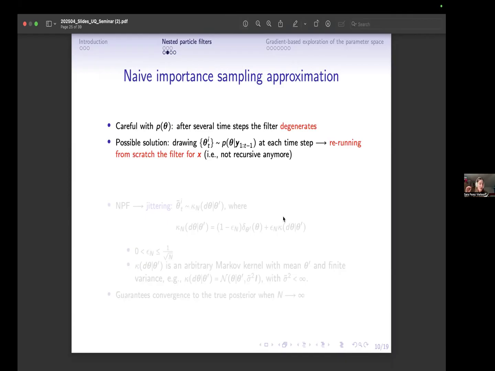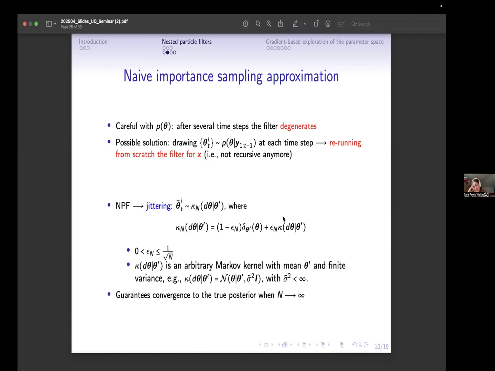So how did they avoid this within the MPF? They introduced this thing that they called jittering. Basically, they are drawing the new samples from a kernel, this kernel K_N, where they are moving a subset of particles, epsilon N, that depends on the total number of samples N. It basically means that you are just taking a small subset of the samples and moving them with this kernel kappa. And the rest you are keeping as they are. You are not moving them, okay?